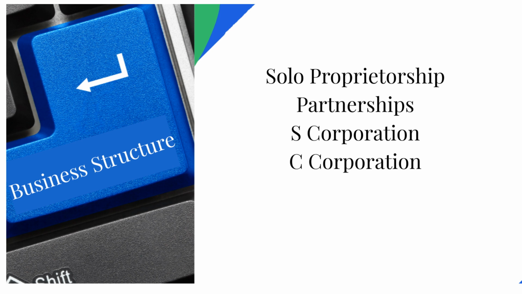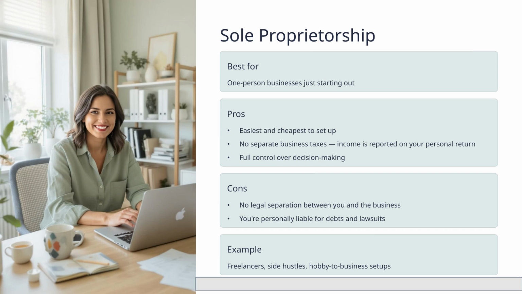These are the main 4 types: sole proprietorship, partnerships, S-Corp, and C-Corp. Let's start with sole proprietorships. They are ideal for single entrepreneurs. They are the simplest and most cost-effective to establish, with income reported on personal tax returns. However, there's no legal distinction between personal and business assets, making the owner personally liable for debts. Common examples include freelancers and hobbyists transitioning to business.